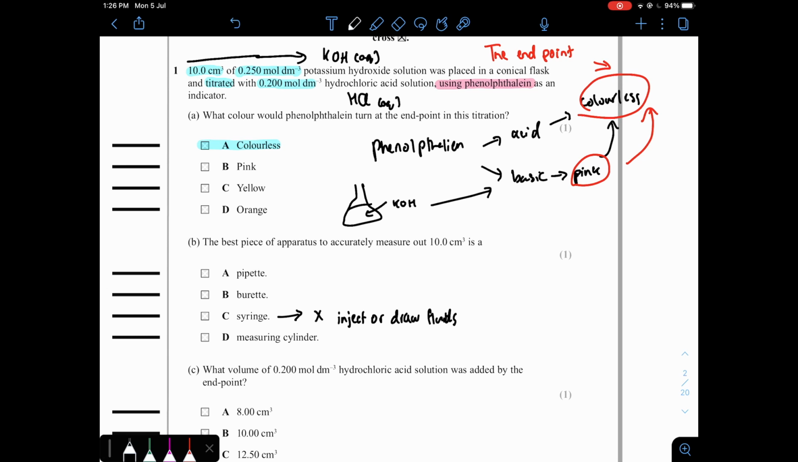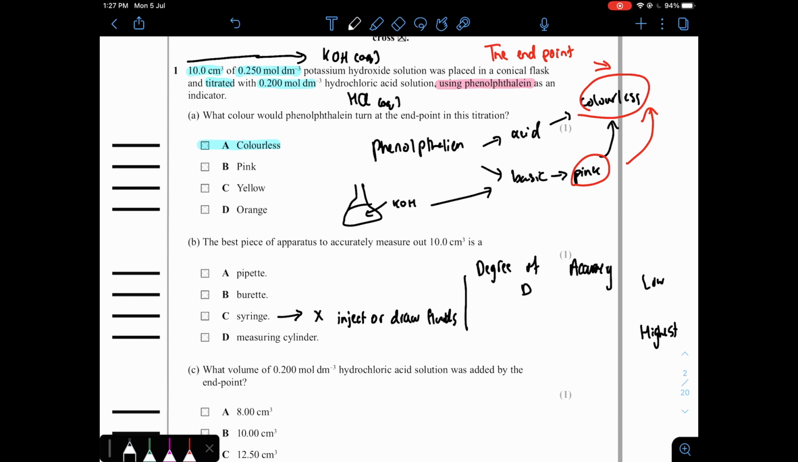In terms of degree of accuracy, if we draw something like this, we have degree of accuracy from low to the highest. The lowest degree of accuracy is obviously the measuring cylinder. It has large increments, you can't see down to 0.1 cm³. So the lowest one is our measuring cylinder. I'm just going to write D.